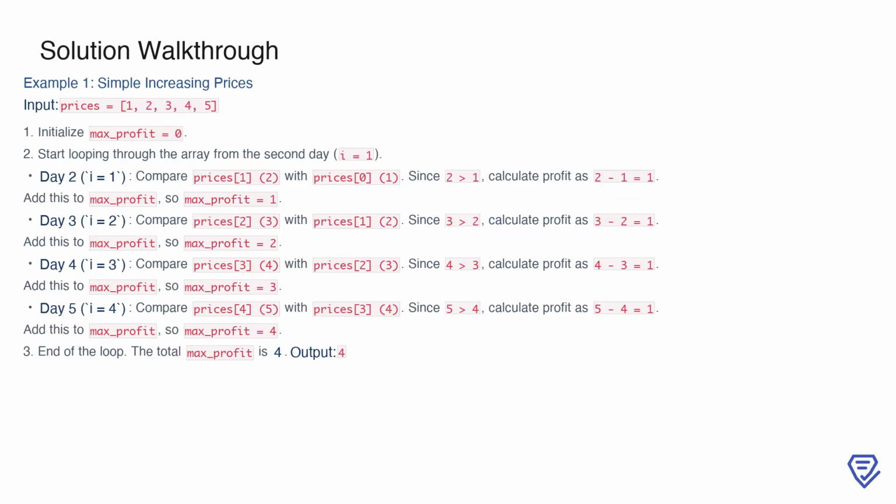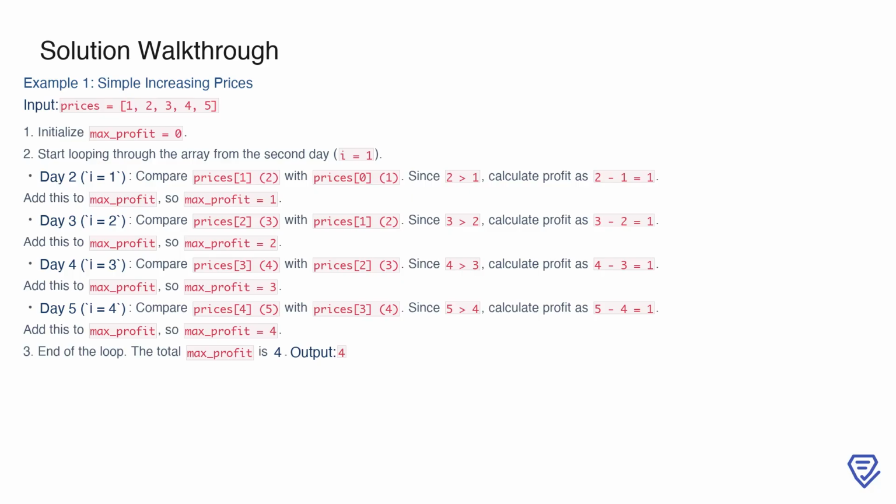Here, we start with an example where the prices are steadily increasing each day. The input array is 1, 2, 3, 4, 5. First, we initialize max_profit to 0. Then, we iterate through the prices starting from the second day. On day 2, we see that prices[1] is 2 and prices[0] is 1. Since 2 is greater than 1, we calculate the profit as 2 - 1 equals 1 and add it to max_profit, making max_profit equal to 1.